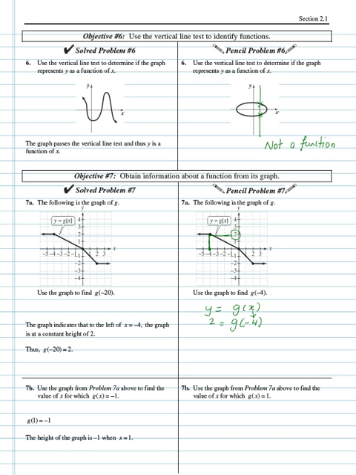Use the graph from problem 7a above to find the value of x. They're asking us to find the value of x when g of x is 1. So remember, g of x is 1. That means they gave me the y value, and they're asking me to find the x value. So here my y value is 1. What is the respective x value? I'm going to draw a line across here and come down. The respective x value is negative 2.